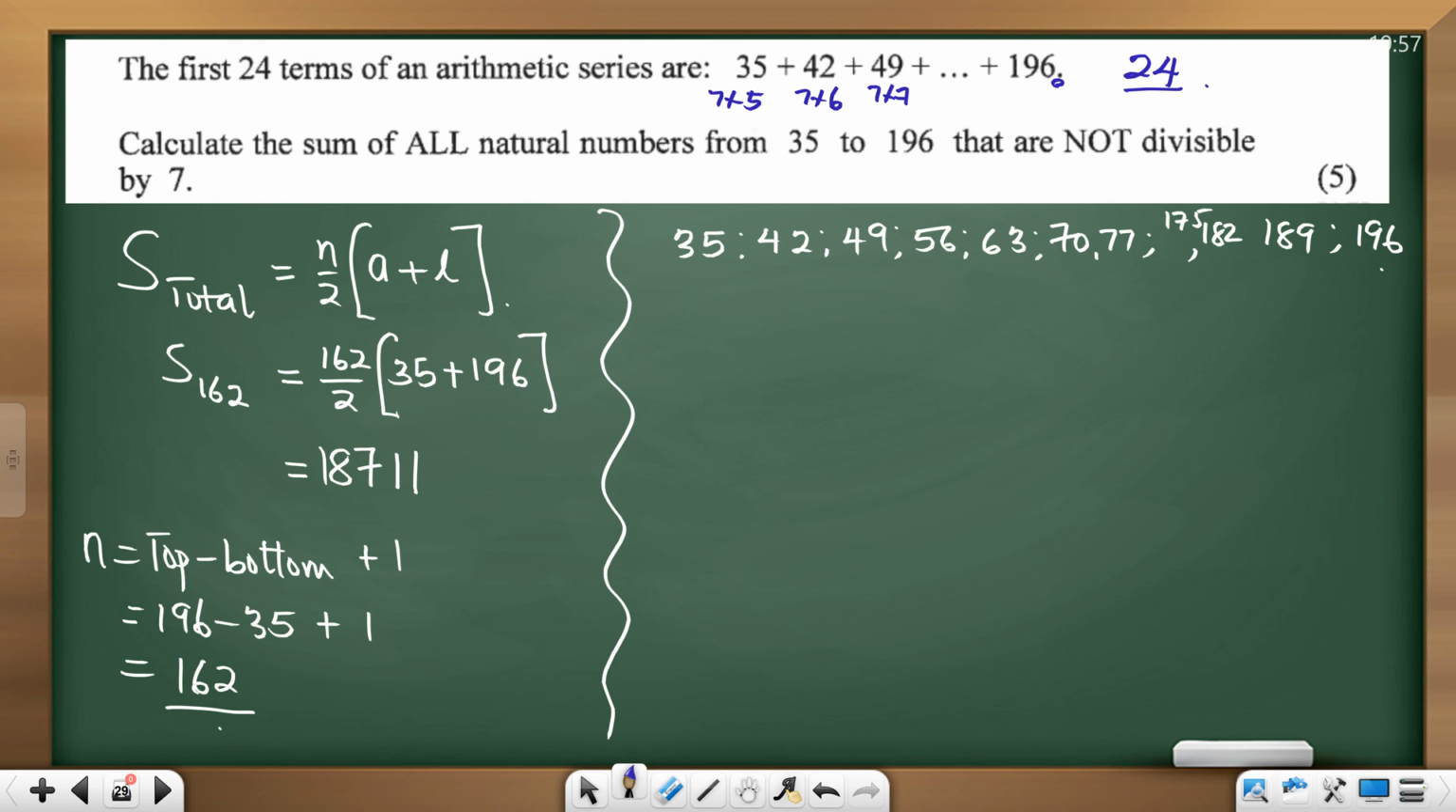All right. So there are 24 terms. And all of these are divisible by what? 7. What is the sum of all of this? Divisible by 7 would simply be 4 over 2. What's our first term? 35 plus 196. What's your answer?